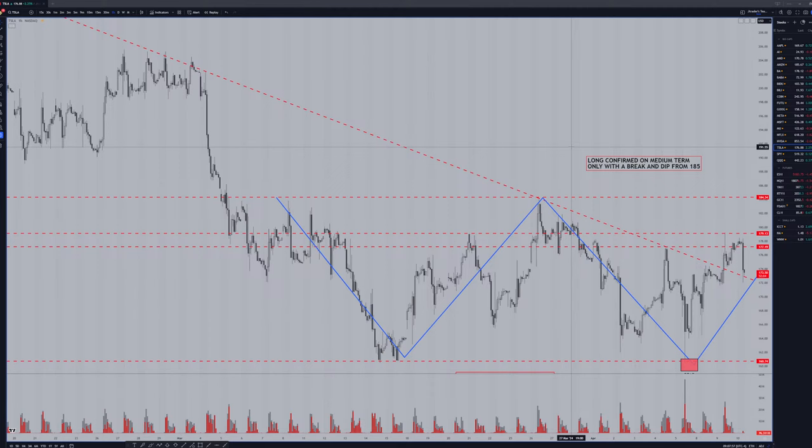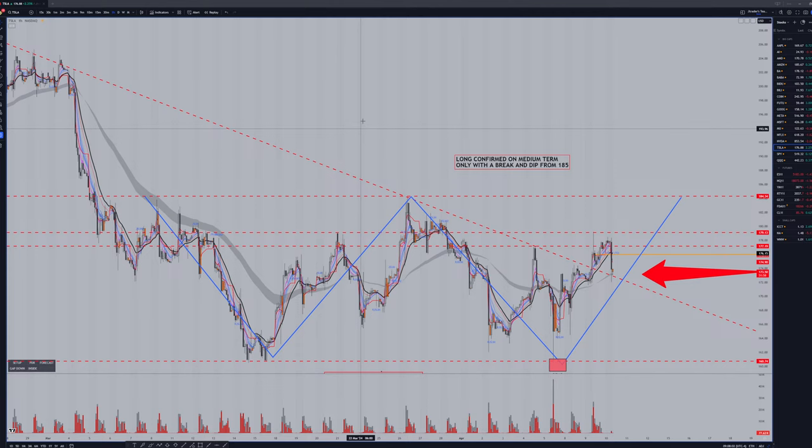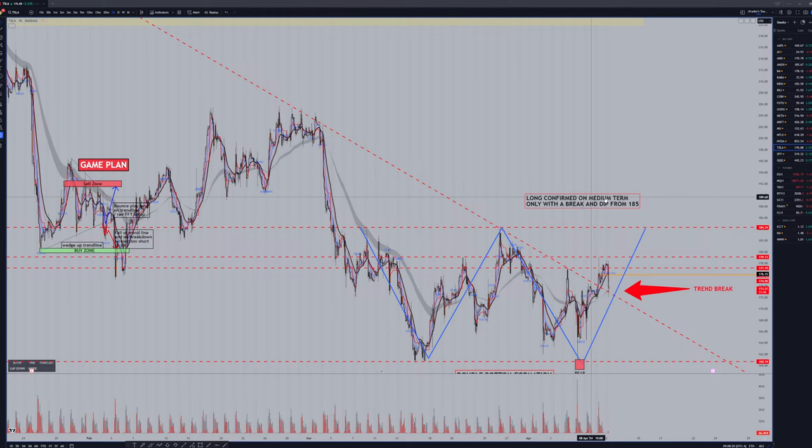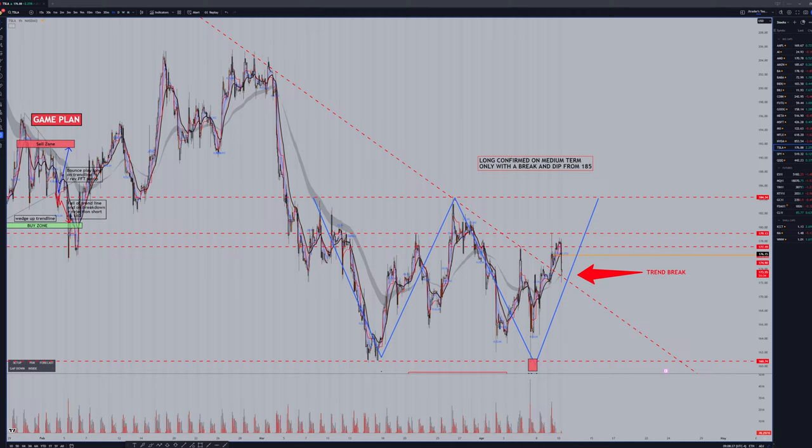If you're looking at the bigger picture on Tesla, we can definitely see that we are in a trading range, 185 to 160. Price is bouncing and rejecting within this range, and over here we are in the mid-range. I said long confirm for the medium term only with a trend break and then buying the dip. So only if we start seeing a breakout above this 185 and then look for dips are we going to look to go long into this area, okay? I'm not really interested in trading long for the medium term before that level.